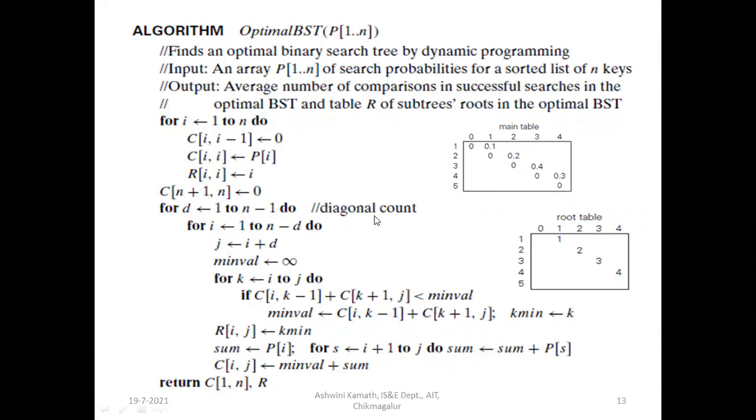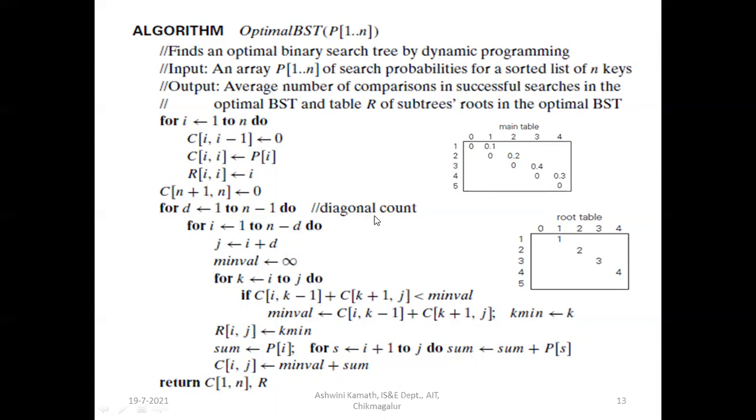Then we are noting down from which value we have got the minimum value. That will give you the value from K, right? So K minimum is equal to K. Then update the value in the root table. R of Ij is equal to K minimum. From which value you have got the minimum value, that K value will be stored in the root table, right? So R of Ij is equal to K minimum.